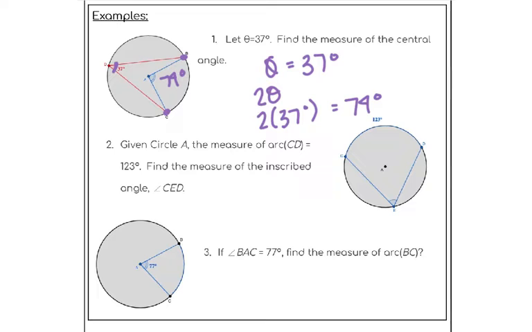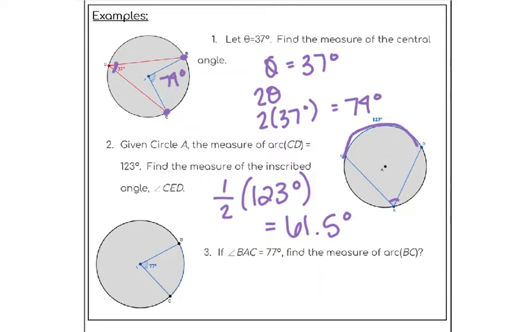In the second problem, we have an inscribed angle, and we have the arc. With an inscribed angle, we know that the arc is going to be twice as large as the inscribed angle. So half of 123 degrees will be that angle, which will be 61.5 degrees.